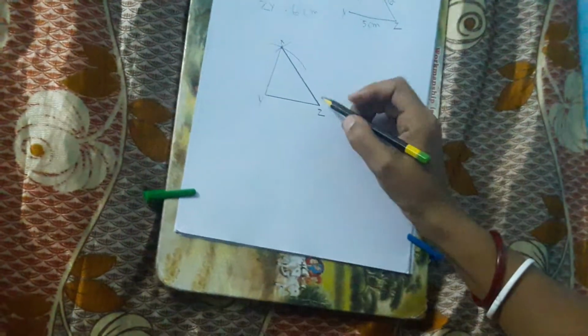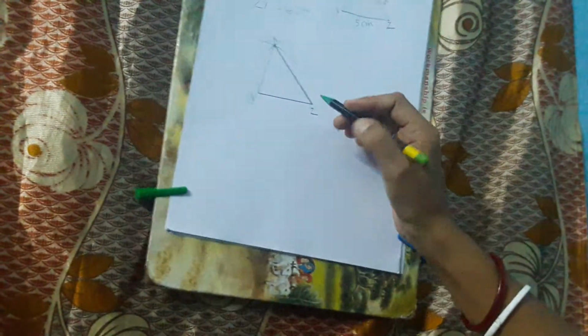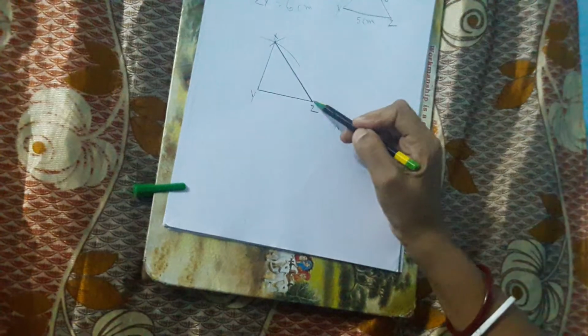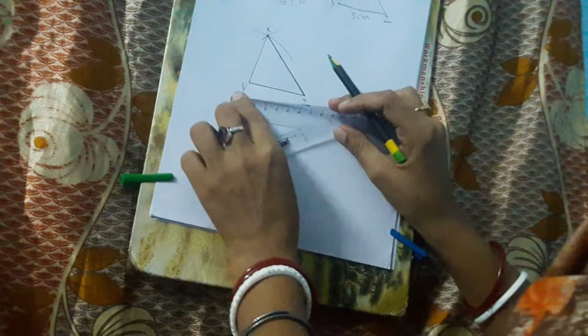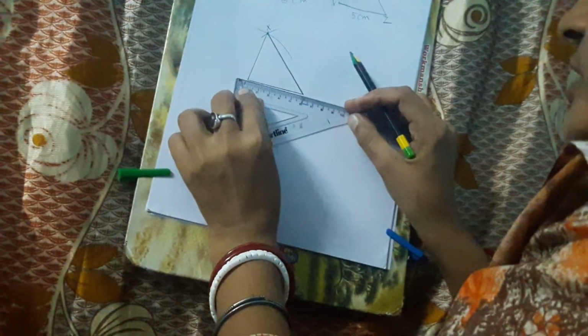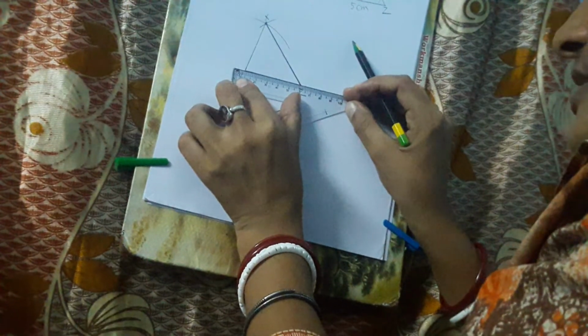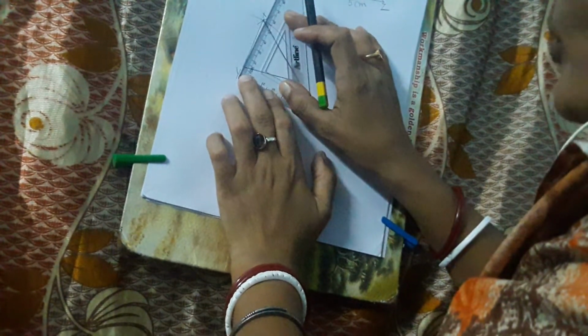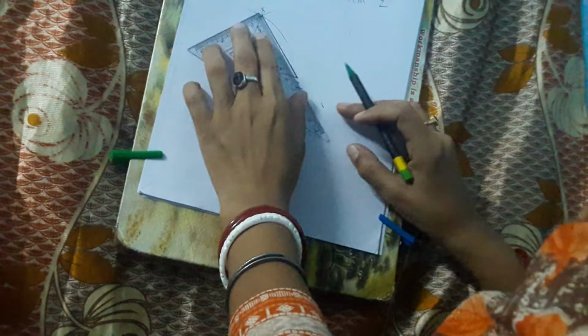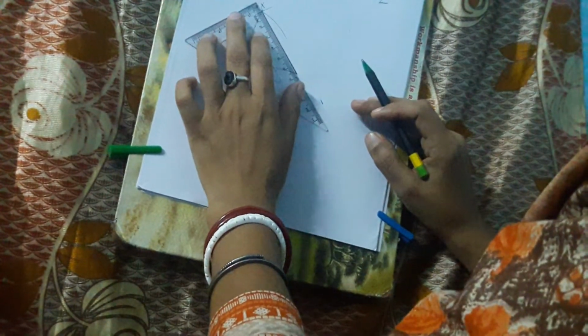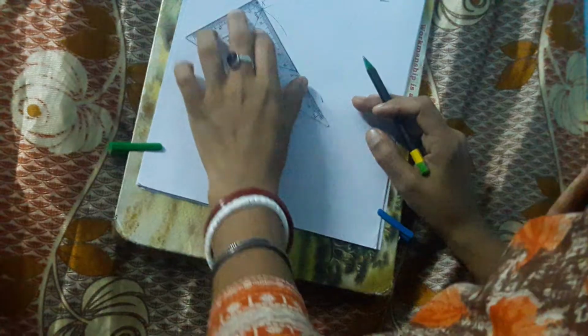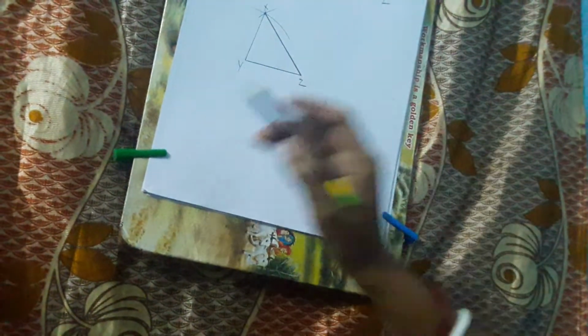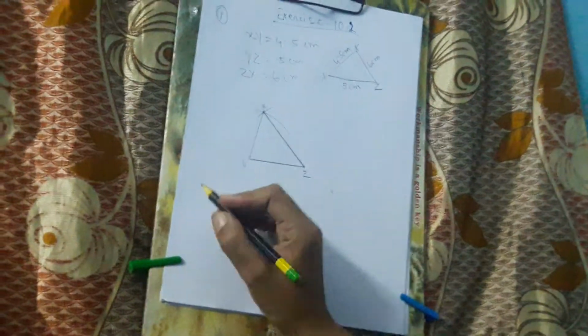So the triangle you have got is named XYZ. Here you can cross check this one. The base was 5 centimeter. Yes, exactly. Then XY was 4.5 centimeter. Yes, exactly. And ZX or XZ is equal to 6 centimeter. Yes, exactly. So the same you have to follow in your notebook also. Let's come to the second question.